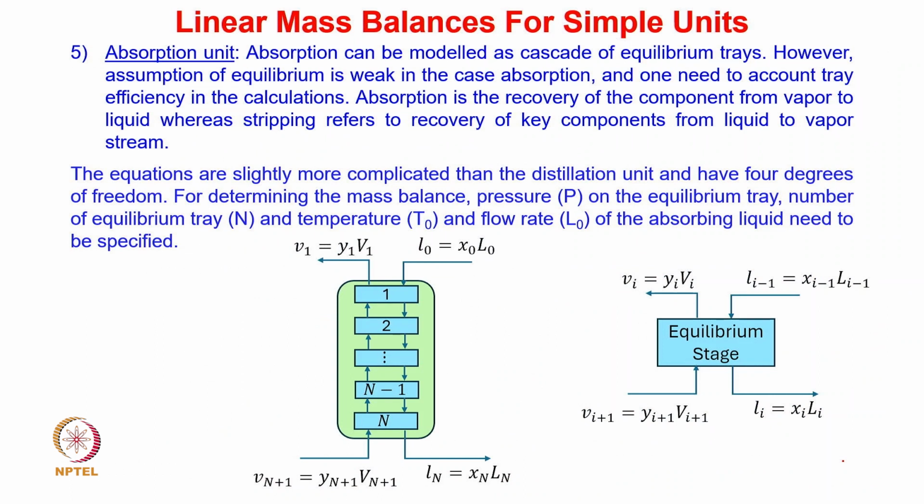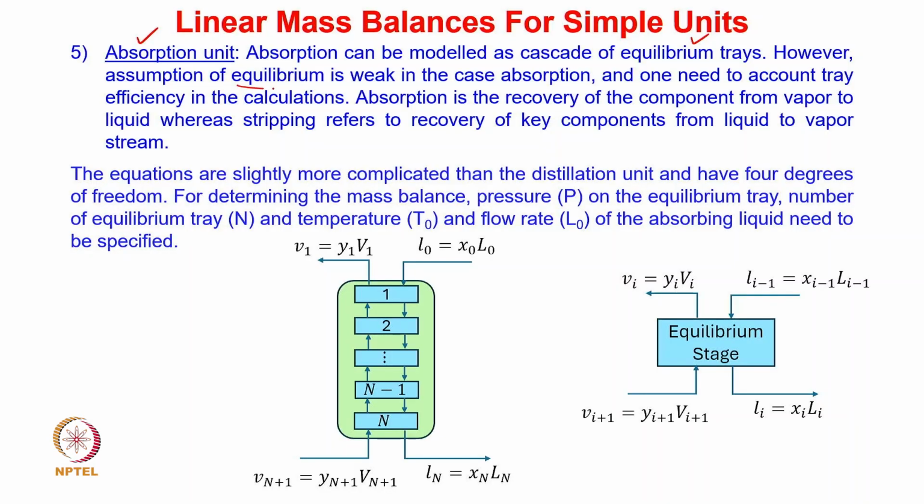Now let us extend the analysis to develop the linear mass balance equations for another unit. So another important unit is an absorption unit. So absorption can be modeled as a cascade of equilibrium trays similar to what we have seen in distillation unit. However, here the assumption of equilibrium is weak, and one has to use the efficiency in the calculation, absorption efficiency, that we have not looked at here right now. But for better calculations one has to account for the stage efficiency or tray efficiency here.